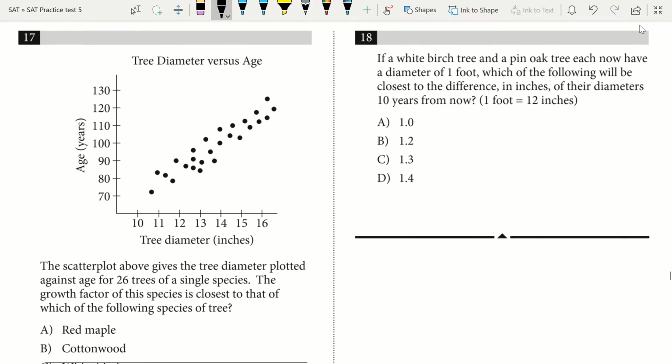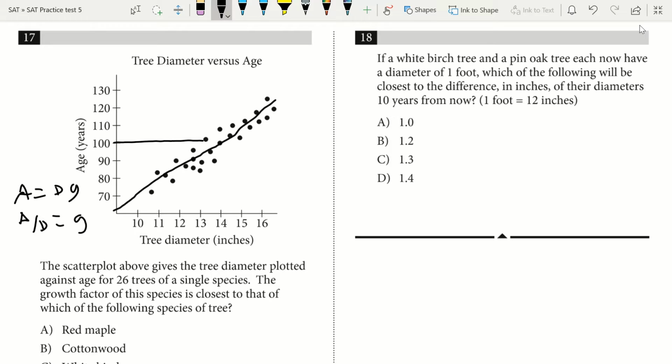All right, now I got tree diameter versus age. The scatter plot gives the tree diameter plotted against age for 26 trees of a single species. The growth factor of this species is closest to that of which of the following species? All right, well, I know that my age is equal to my diameter times my growth factor. A equals D times G. So if I take A and I divide it by my diameter, then I get G, right? And that's what I'm doing here when I draw this line of best fit.